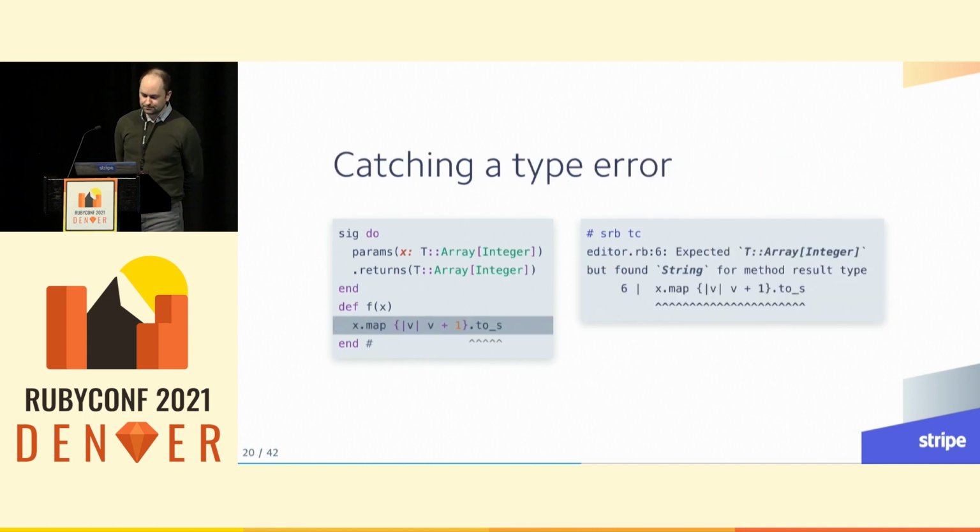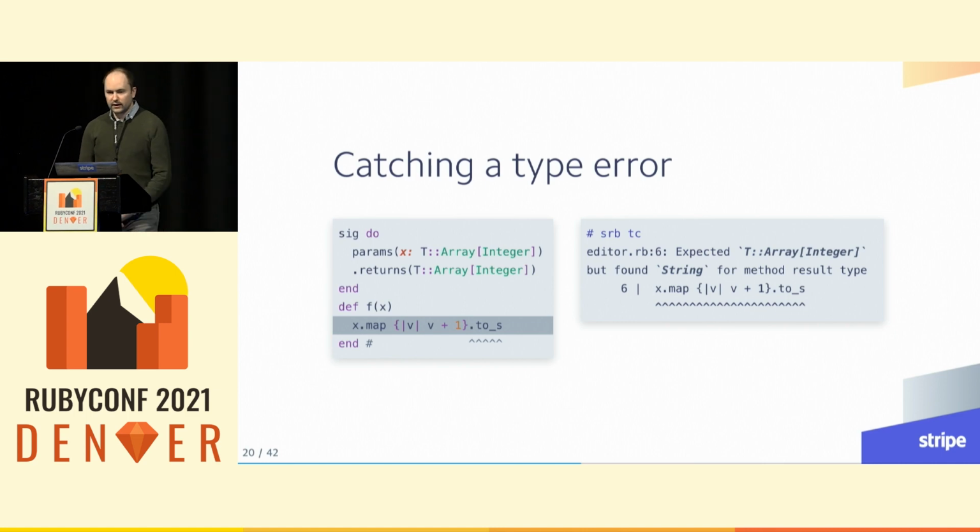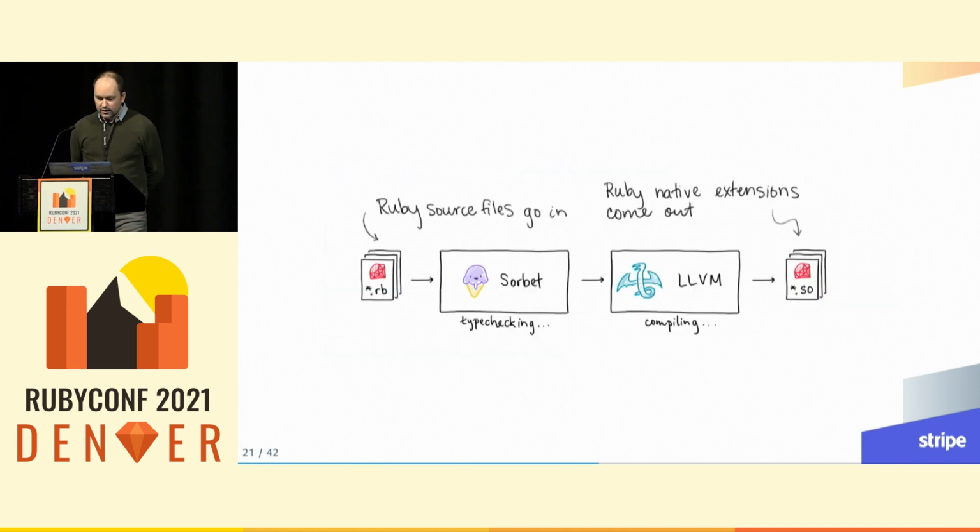So what if we introduce one? Instead of returning the value that we had produced by calling map on x, what if we instead chain to_s on the end? Well, now Sorbet complains and says, oh, actually, it looks like you're returning a string here when you meant to return an array. So there's an error here. And so this is the kind of type information that we're looking to take advantage of, knowing that something is always an array when we're compiling the code.